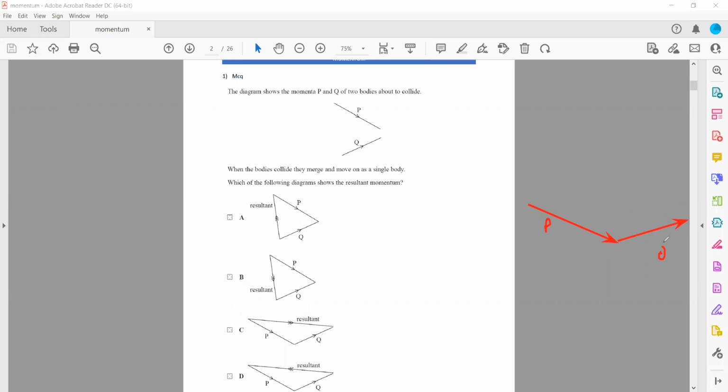So P and Q, if you want to work out the resultant, it is from the tail of the first to the head of the last. That will be the resultant. So the resultant matches with option C. So C will be the right answer for this one. Next is question 7.